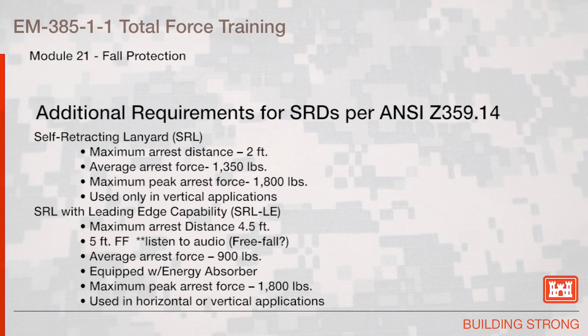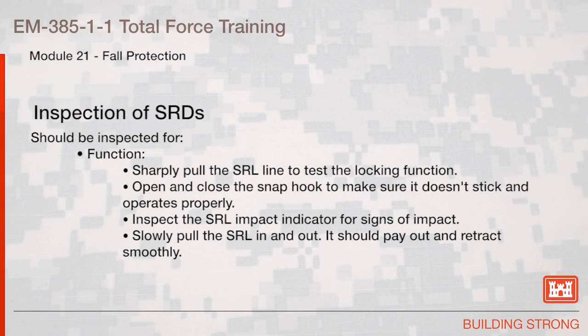They can be used in horizontal or vertical applications. Inspection of self-retracting devices. They should be inspected for function. Sharply pull the SRL line to test the locking function. Open and close the snap hook to make sure it doesn't stick and operates properly. Inspect the SRL impact indicator for signs of impact.